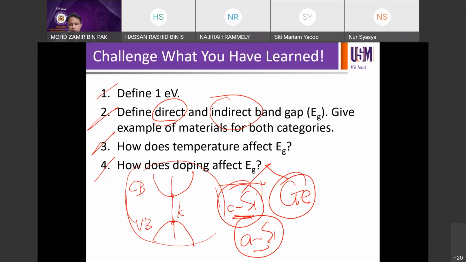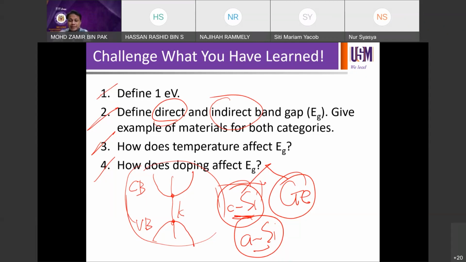How does the doping affect EG? What sort of relationship are you expecting from these two parameters? What happens when you increase the doping level, doping density, doping concentration? So we normally say doping concentration, doping level, doping density, carrier concentration. We use all of this interchangeably, right? So sometimes we use this, sometimes we use another one, but they are actually referring to the very same thing.